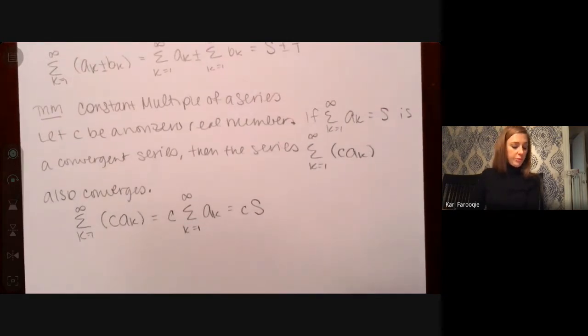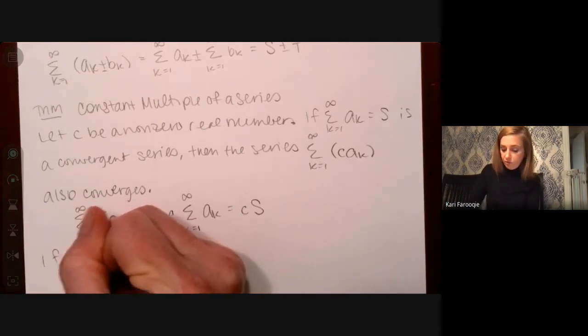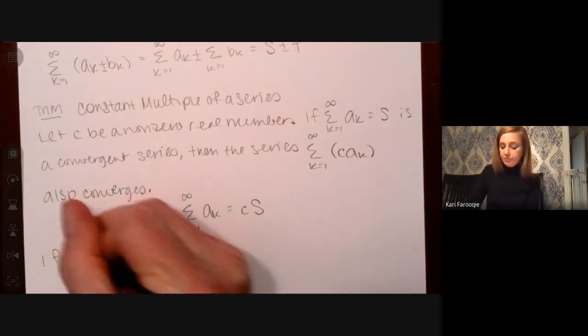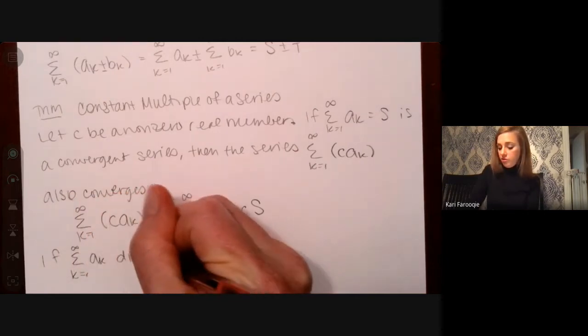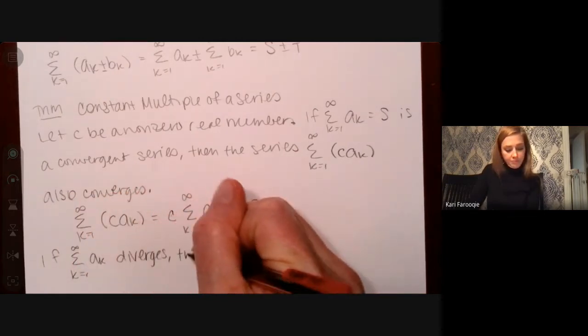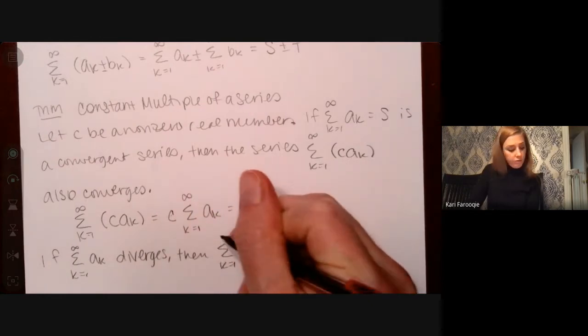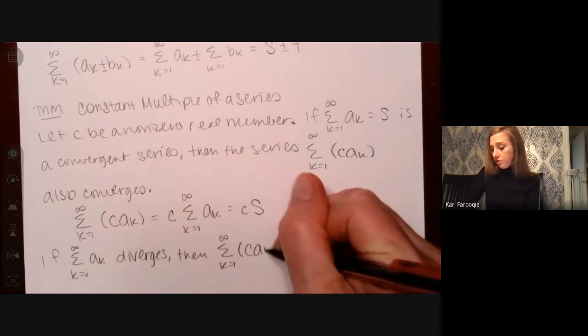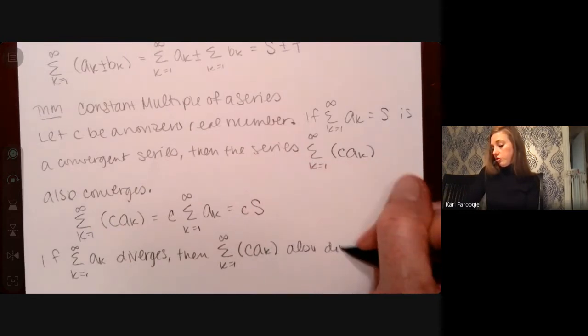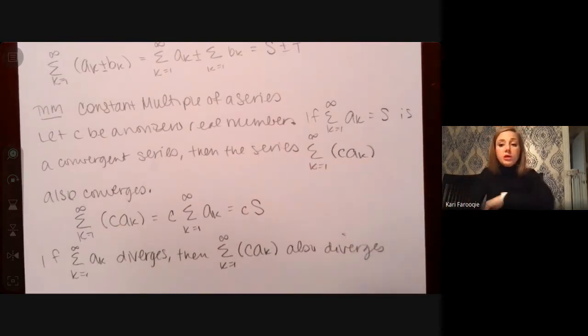Okay, and we've talked about what happens if they converge, but if the series from k equals 1 to infinity of a sub k diverges, then the series from 1 to infinity of C times a sub k also diverges. So what this means is that multiplying a series by a non-zero number doesn't affect convergence or divergence, even if that non-zero real number is, I don't know, like a million or 1 over a million.